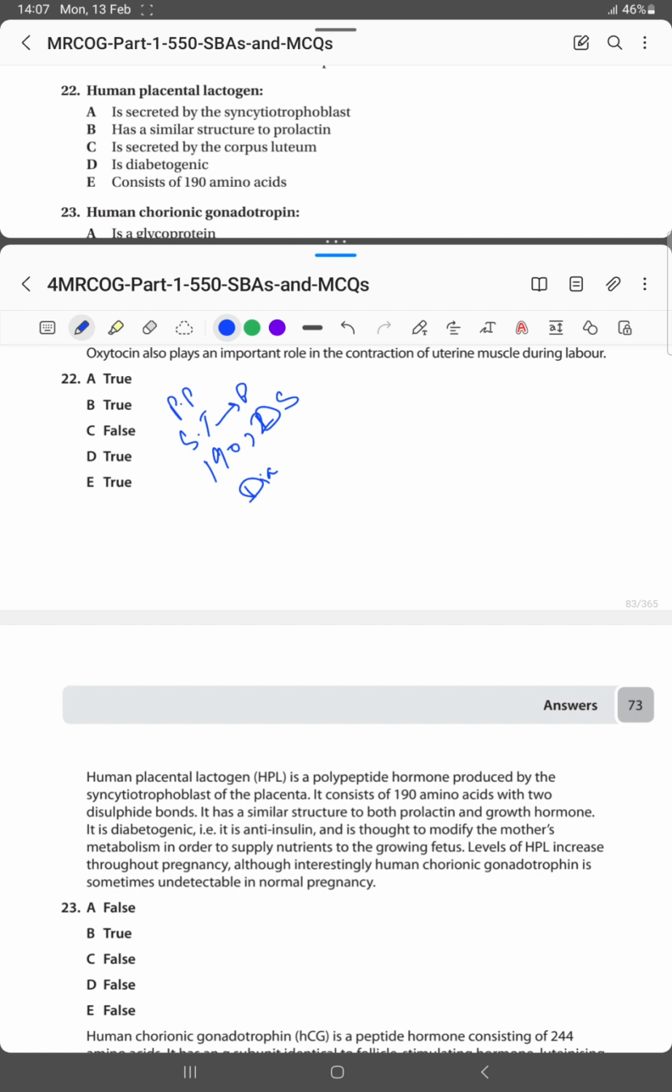Levels of human placental lactogen increase throughout pregnancy, although interestingly human chorionic gonadotropin is sometimes undetectable in normal pregnancy.